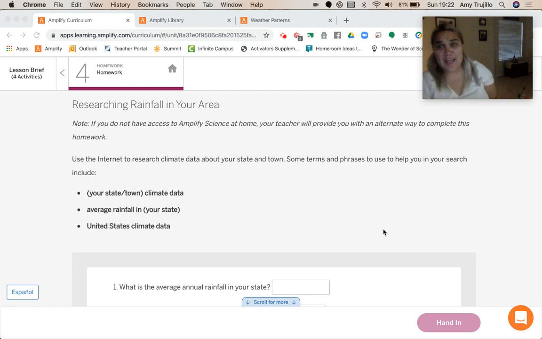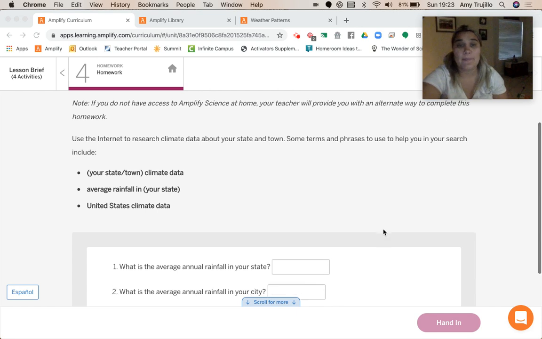Guys, so as we read, we were seeing that in that storm they had more rainfall than was normal. So our homework is to research rainfall in your area.